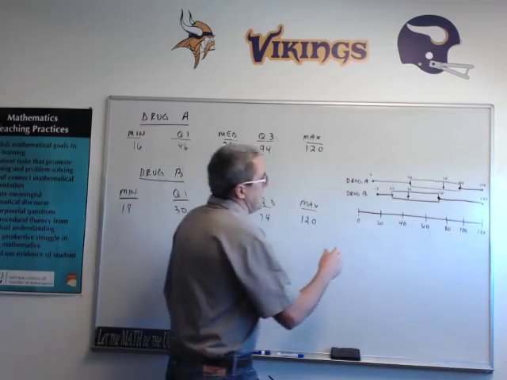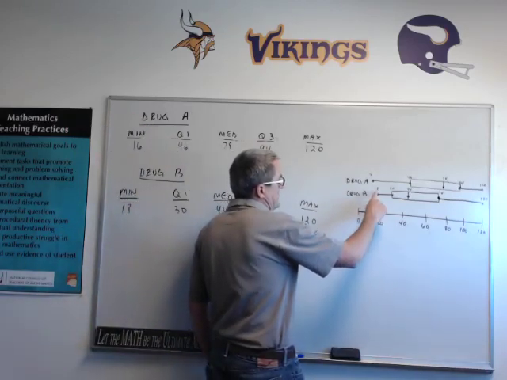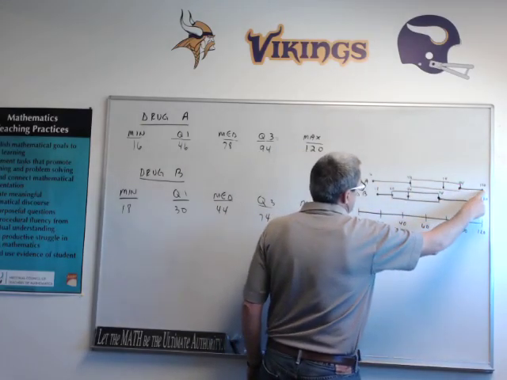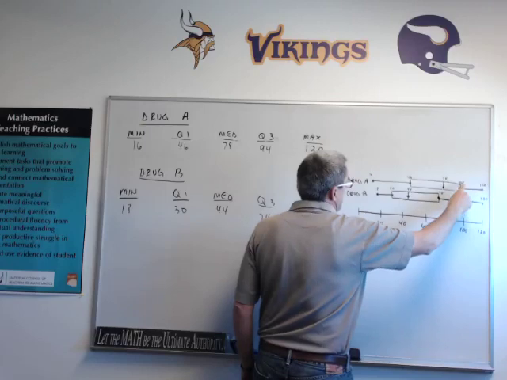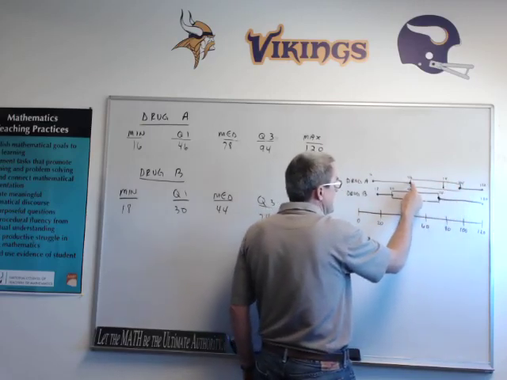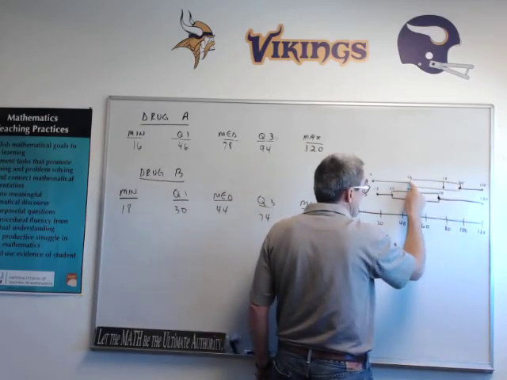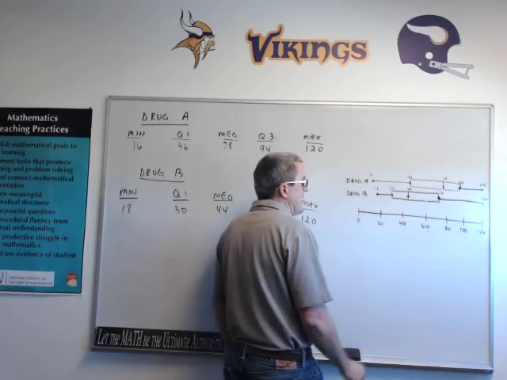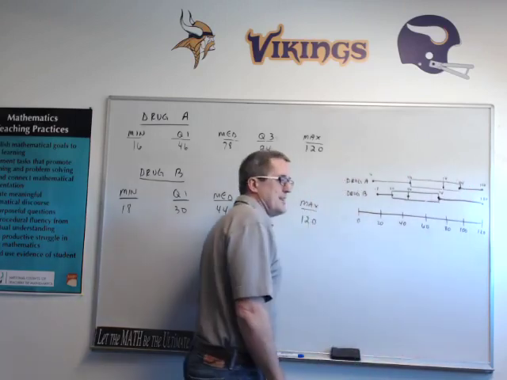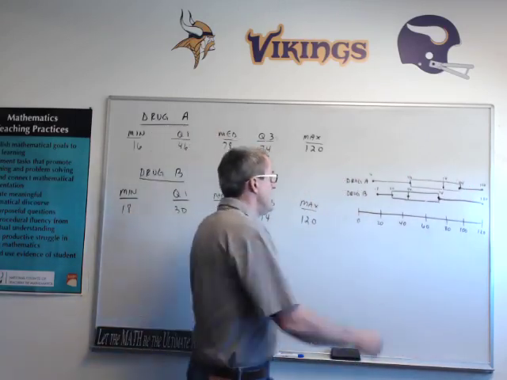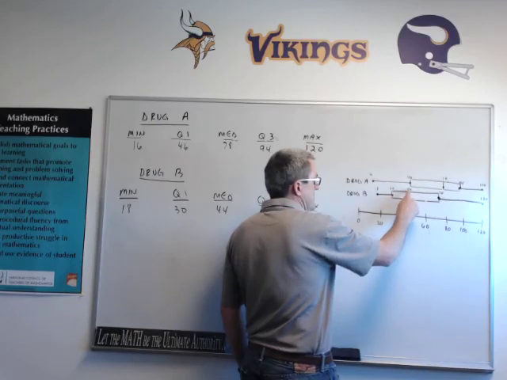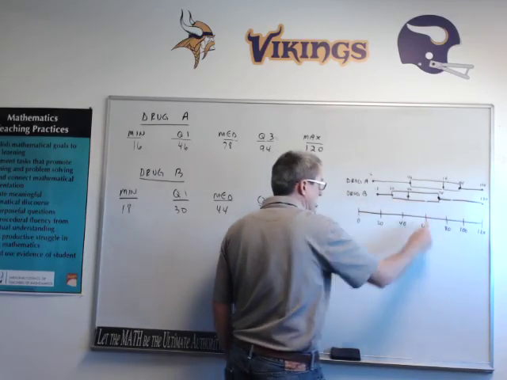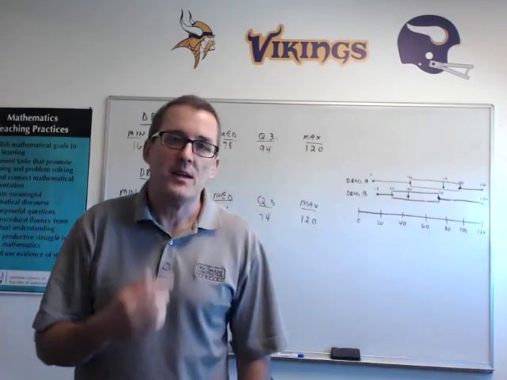Then for each of those drugs, I came over here and I created the box plot. So drug A: minimum, first quartile, median, third quartile, maximum. Put a box between the quartiles. We call this the interquartile range, between quartile 1 and quartile 3, the median being there in the box. And then we have the whiskers extending out to the minimum and the maximum, so that we can hopefully compare.